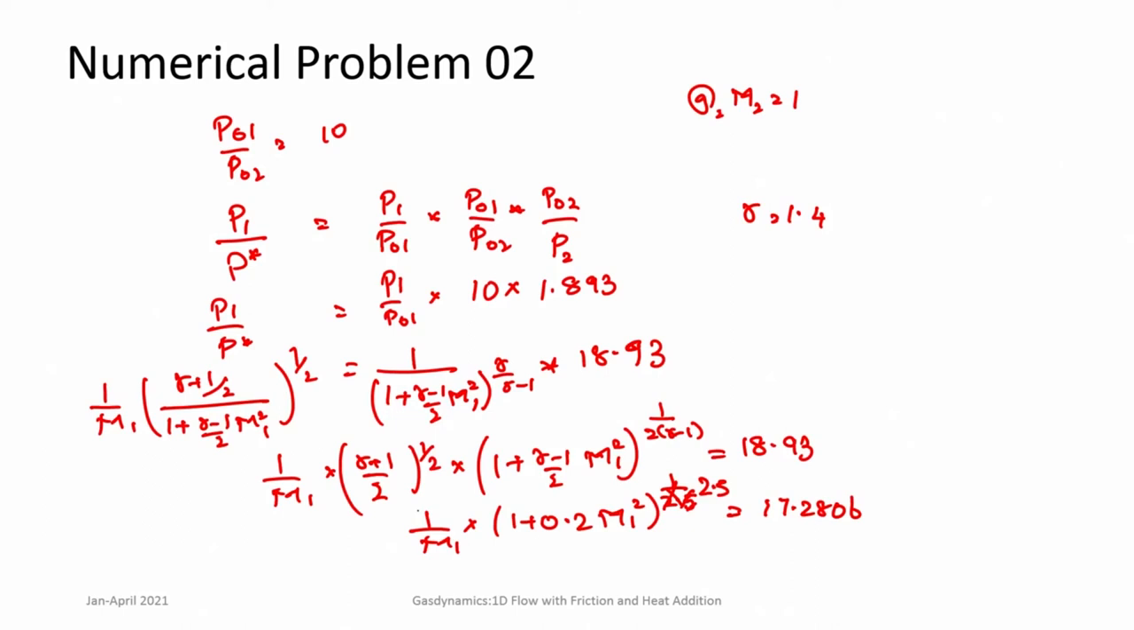Now we know that the Mach number is extremely small. This of course needs an iterative solution, but one fact we know is that the Mach number is extremely small at the entry. So M1 square is going to be very small. If we take that approximation, then this parameter is going to be 1. So Mach number M1 will approximately be equal to 0.057868. So we get a ballpark number for the Mach number at point 1.